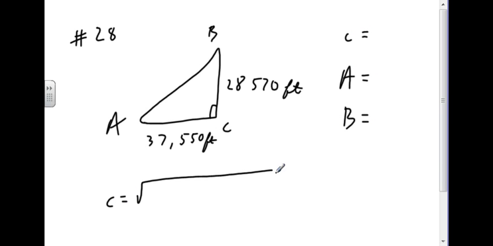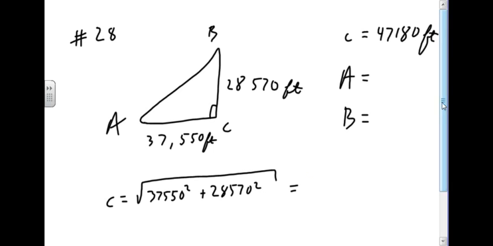c is the square root of 37550 squared plus 28570 squared. That comes to 47183, so we make it 47180. So c is 47180 feet.